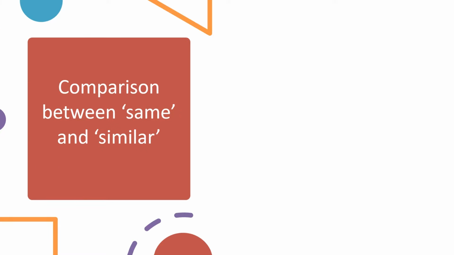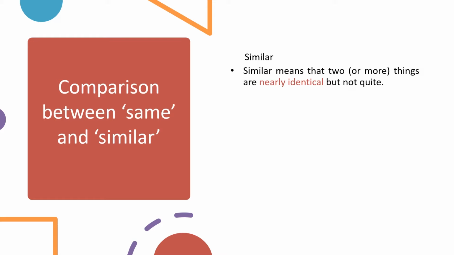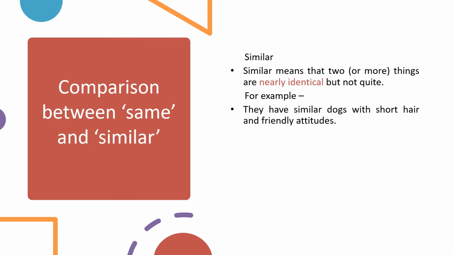Let's move on to the usage of similar. Similar means that two or more things are nearly identical but not quite. For example, they have similar dogs with short hair and friendly attitudes. They are similar but not the same. The next example is her ideas are similar to mine.